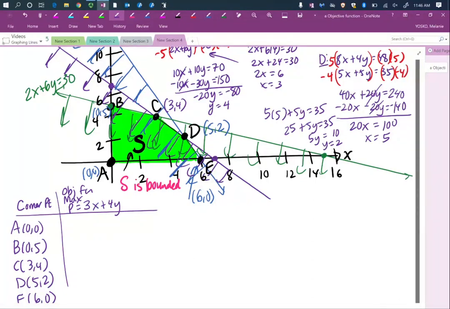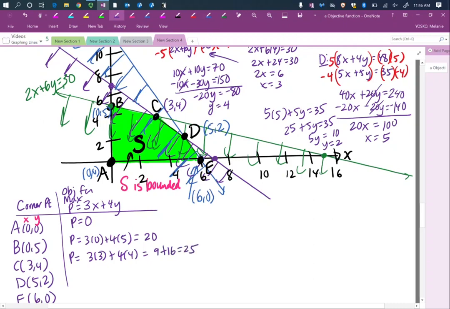So, for example, for this one, x is 0 and so is y. So we would plug in x equals 0 and y equals 0. So we get 3 times 0 plus 4 times 0. P here is 0. For B, we get 3 times 0 plus 4 times 5. Well, that's 20. For C, we get 3 times 3 plus 4 times 4. That's 9 plus 16, which is 25. For D, we get 3 times 5 plus 4 times 2. That's 15 plus 8, that's 23.